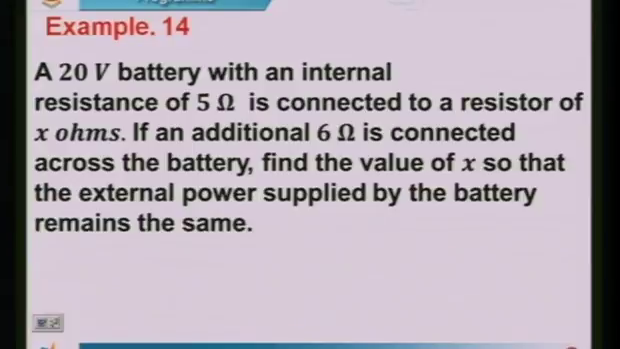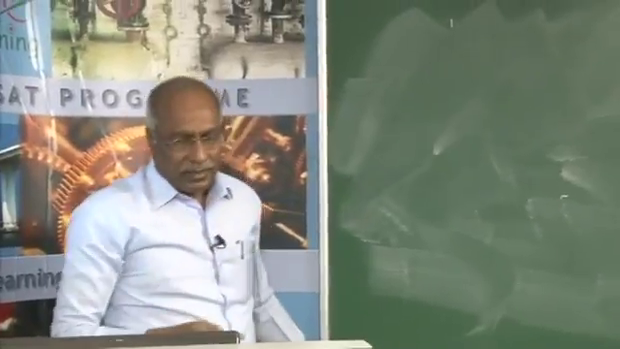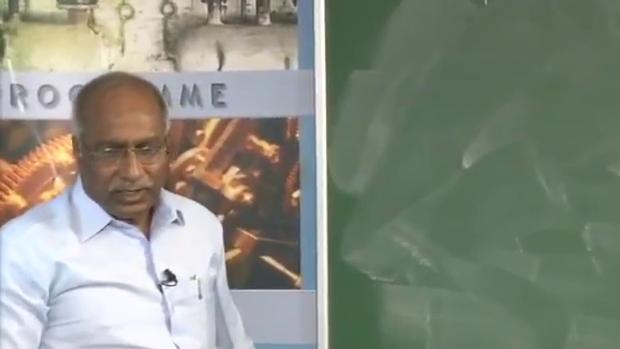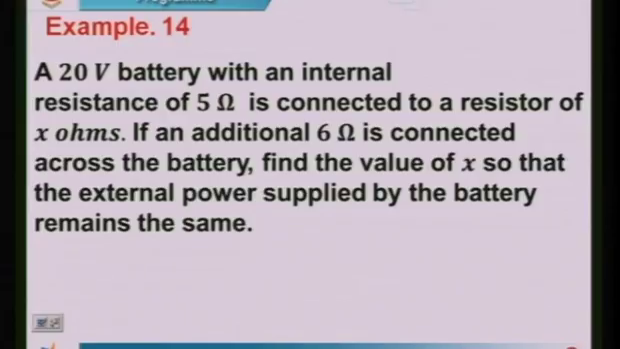Go for another problem. A 20 volt battery with an internal resistance of 5 ohm is connected to a resistor of X ohms. If an additional 6 ohm is connected across the battery, find the value of X so that the external power supplied by the battery remains the same.